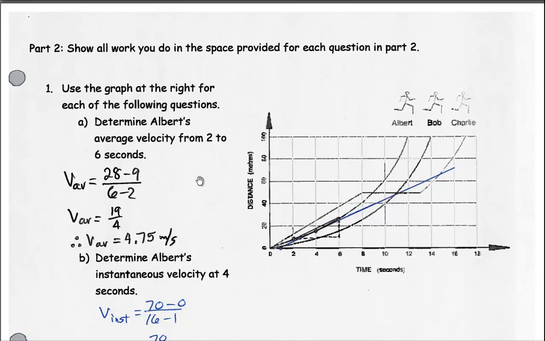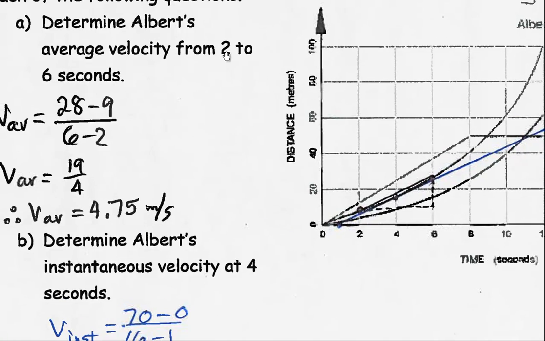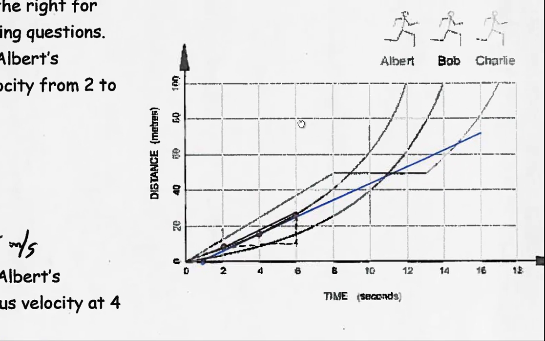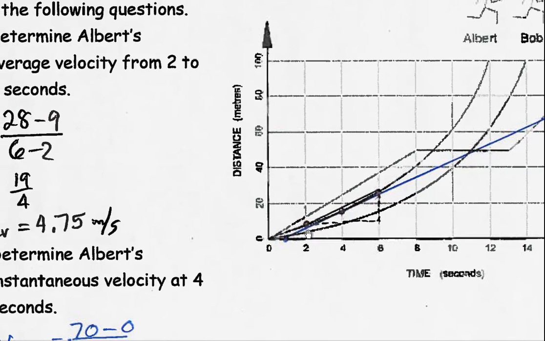In part number 2 here, the first one we're asked to use this graph to find a couple of velocities, and the first one says to find Albert's average velocity. So this graph is Albert's right here, and I'm going to zoom in a bit. Now from 2 to 6 seconds, so I'll leave my calculation over there. There we go. So from 2 seconds to 6 seconds, and this is Albert's curve right here, so that dot and that dot right here, the slope of this secant line is what we're finding here.